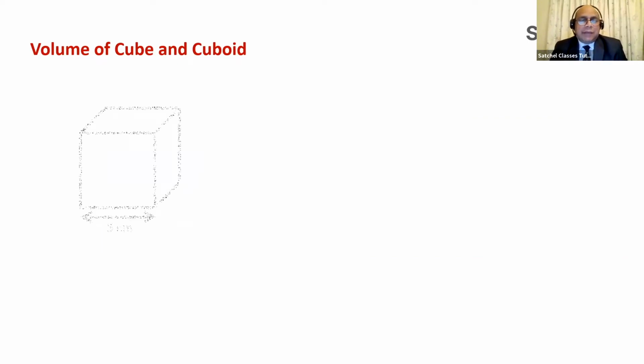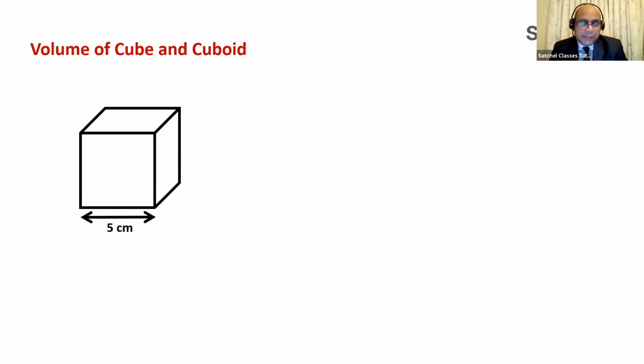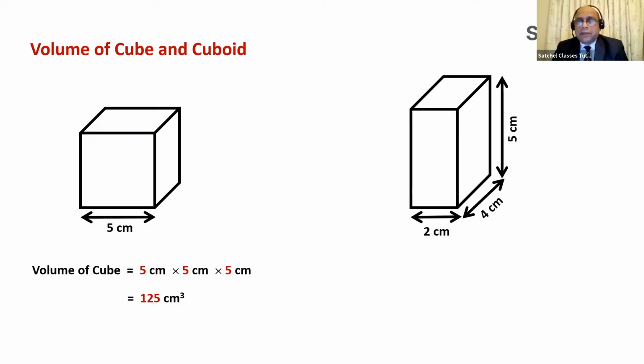Let's apply this in an example. So let's say we have a cube having each side 5 centimeters. What do you think is the volume of that cube? Well, it is 5 times 5 times 5, or 5 cubed, which is 125 centimeter cube. How about the volume of that cuboid having a width of 2 centimeters, length of 4 centimeters, and height of 5 centimeters? As you know, in case of a cuboid, the volume is found by multiplying all three dimensions. So it is 2 times 4 times 5, which is 40 centimeter cube.